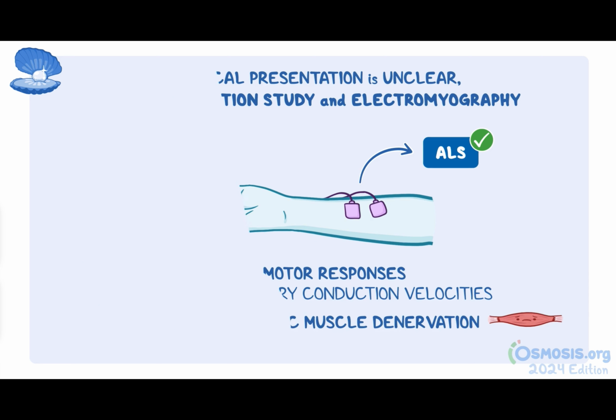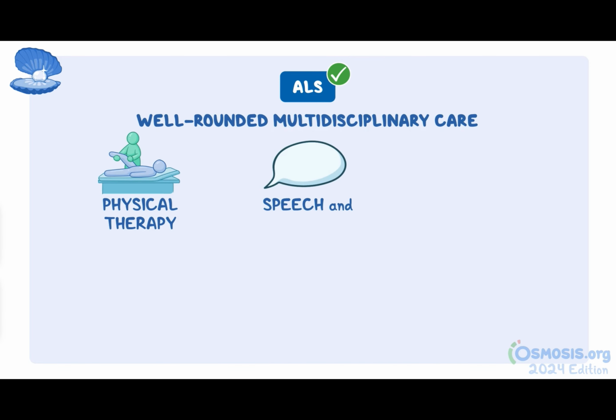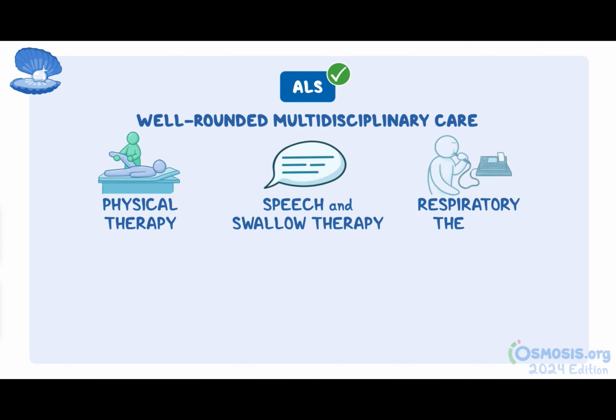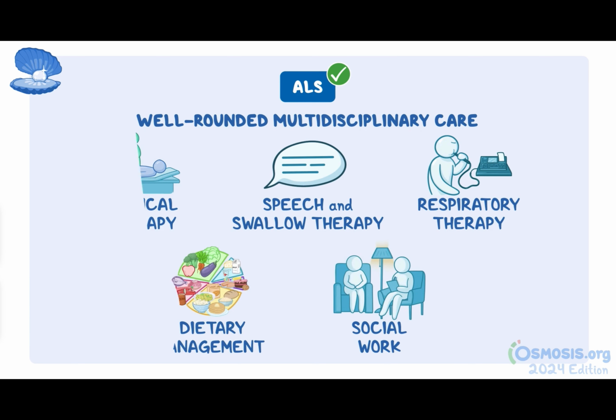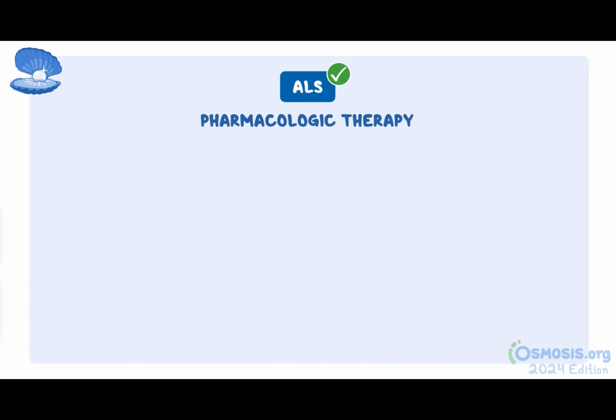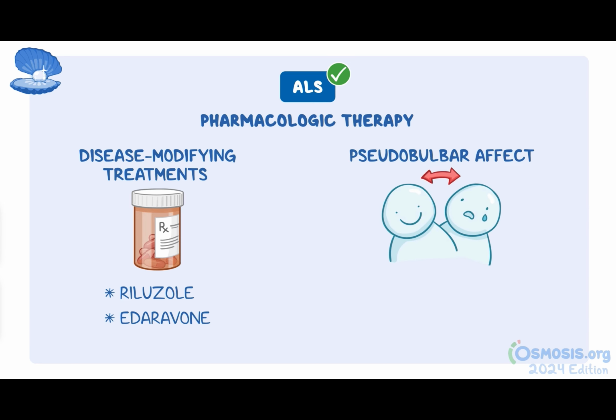Once you diagnose ALS, it's important to provide well-rounded multidisciplinary care, including physical therapy, speech and swallow therapy, respiratory therapy, dietary management, and social work. Additionally, there's pharmacologic therapy, which relies on disease-modifying treatments such as riluzole and edaravone that can slow the progression of symptoms. Finally, if your patient has pseudobulbar affect, consider starting the combination of dextromethorphan and quinidine.